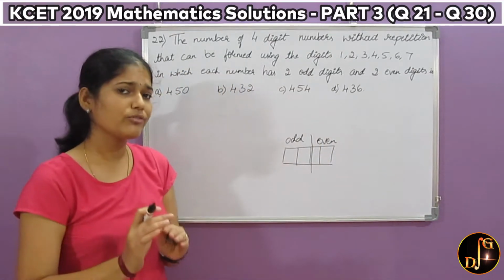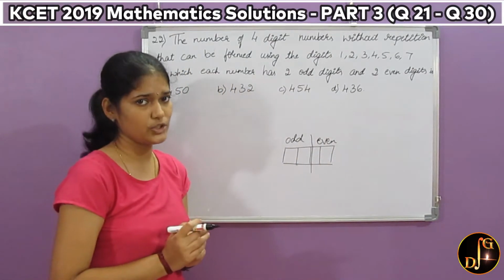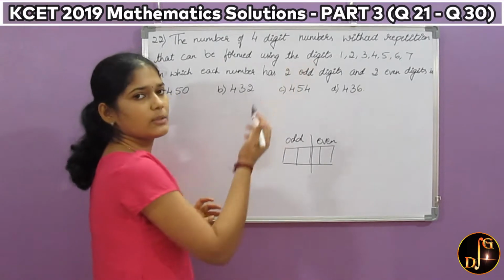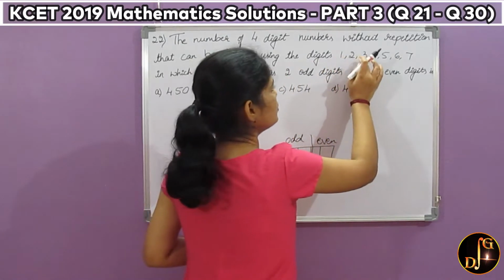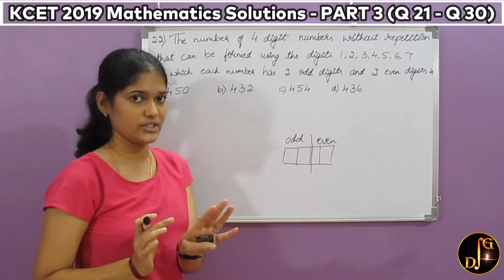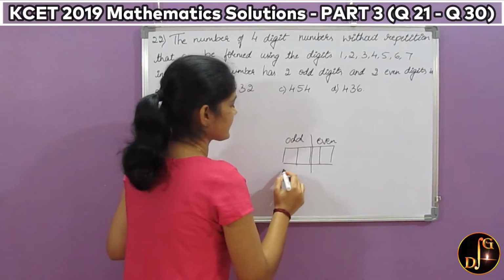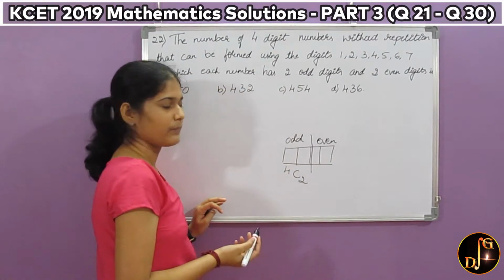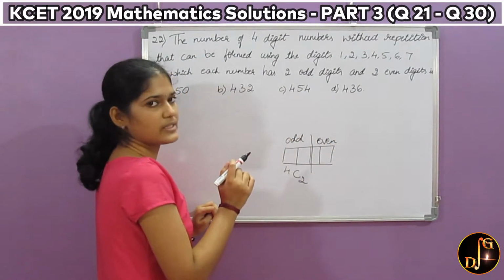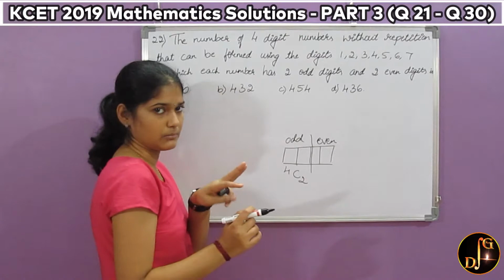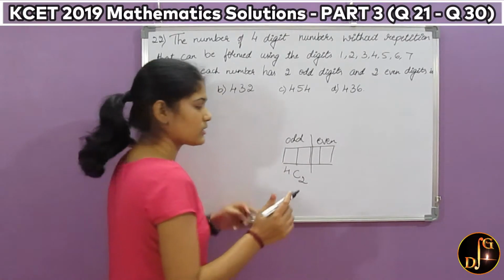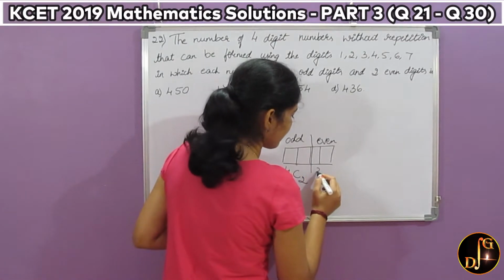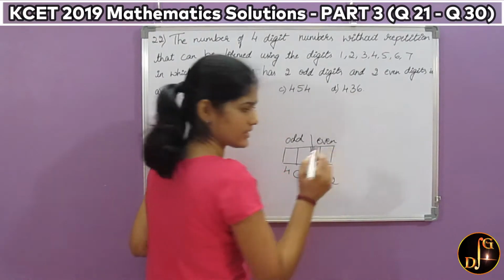The number of ways in which odd numbers can be chosen is, how many odd numbers are there? There are 1, 2, 3, 4, 4 odd digits. That means odd digits can be chosen in 4C2 ways, right? And how many even numbers are there? There are 3 even numbers. In that we have to choose 2. That means it can be done in 3C2 ways.